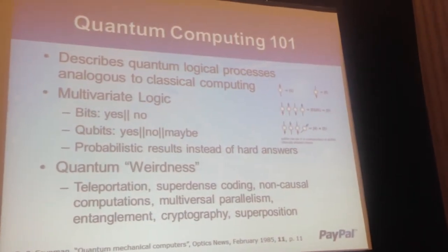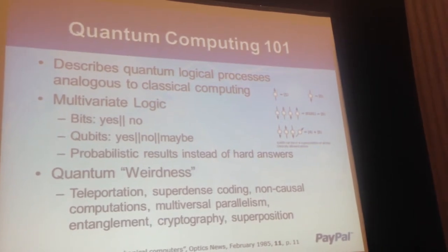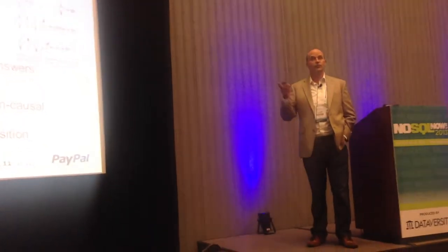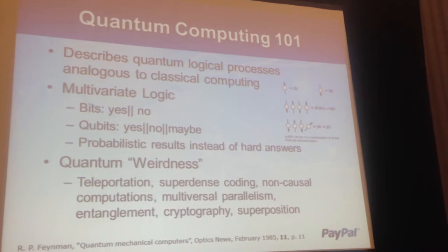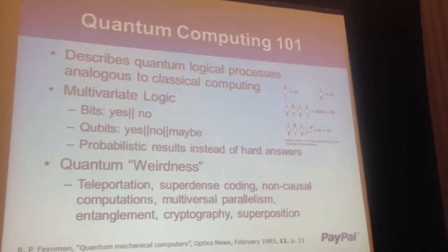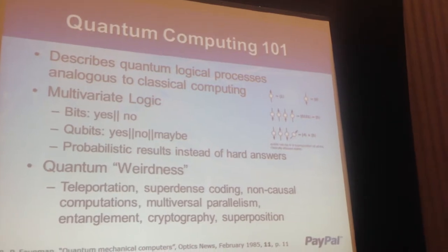We use quantum logic to describe quantum computing. It's very different. The answers are not just yes and no. They could be yes, no, or maybe. And we don't always get yes or no results. We get probabilistic results. There's a 60% chance that it's going to rain tomorrow. Well, maybe not in San Jose. But we get probabilistic results.